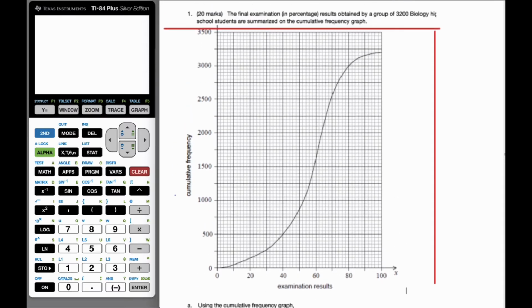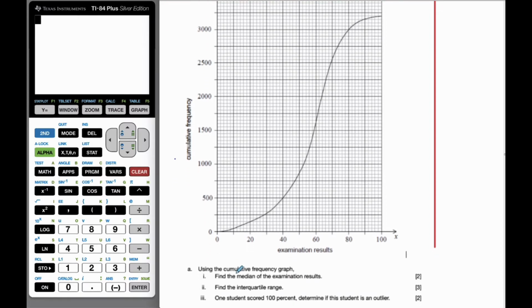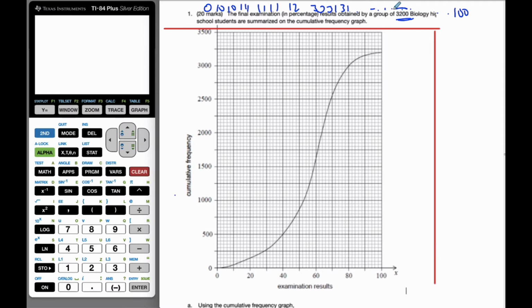In order to find the median, you have to imagine these 3,200 students are all arranged from lowest to highest. The lowest score looks like a 0, and the highest one is 100. So maybe there's a 0, a bunch of 10s and 11s, some 12s, then some 30s and 31s, all the way up to 100. There are 3,200 of these scores, and we're looking for the median, the middle person. So we're looking for the 1600th student if I arrange all these numbers.